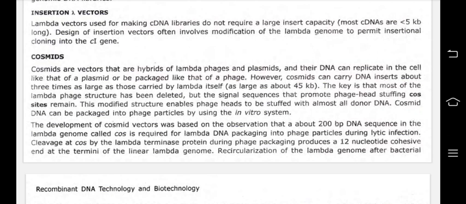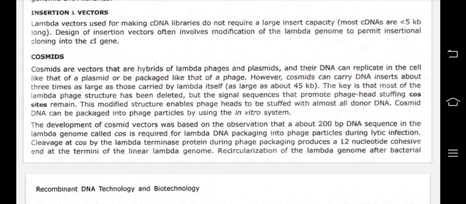Then, cosmids. Cosmids are vectors that are hybrids of lambda phages and plasmids, and the DNA can replicate in the cell like that of a plasmid, or be packaged like that of a phage. However, cosmids can carry DNA inserts about 3 times as large as those carried by lambda itself. So the key is that most of the lambda phage structure has been deleted, but the signal sequences that promote phage head stuffing, the cos sites, remain. This modified structure enables phage heads to be stuffed with almost all donor DNA. Cosmid DNA can be packaged into phage particles by using an in vitro system.